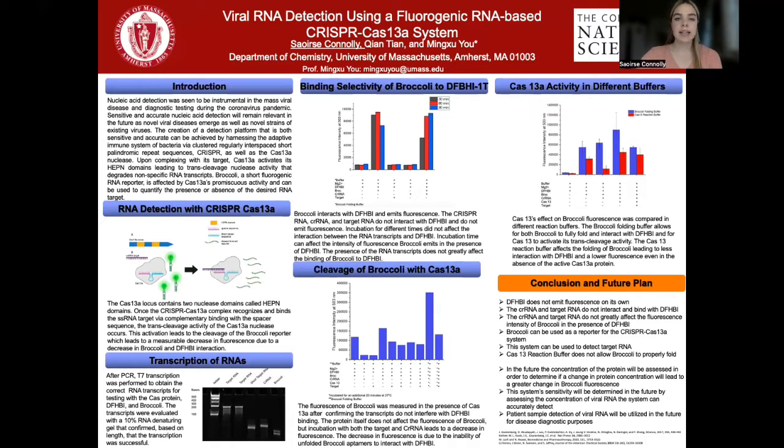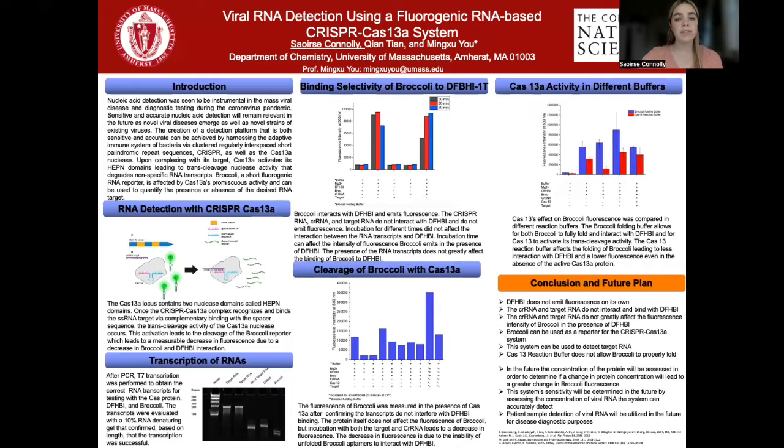The fluorescence intensity of broccoli was then measured in a new reaction buffer to determine if the buffer could enhance the activity of the CRISPR-Cas13a complex. All previous experimentation occurred in a broccoli folding buffer, so the activity of this buffer was compared to a Cas13 reaction buffer. The broccoli folding buffer allows for broccoli to fully fold and interact with the DFHBI to emit fluorescence.